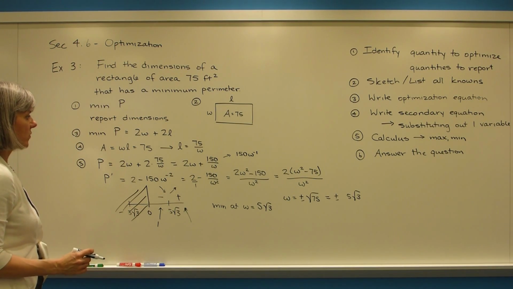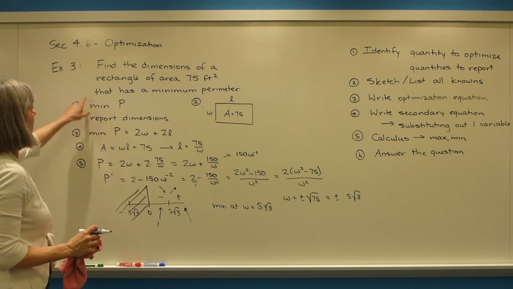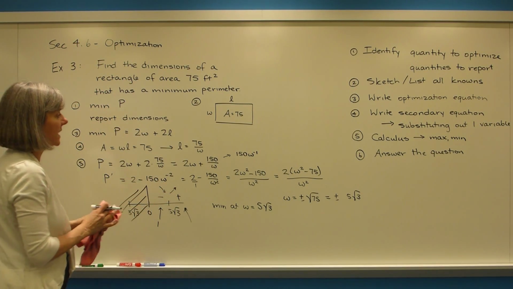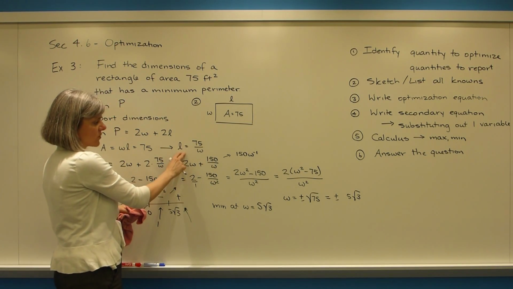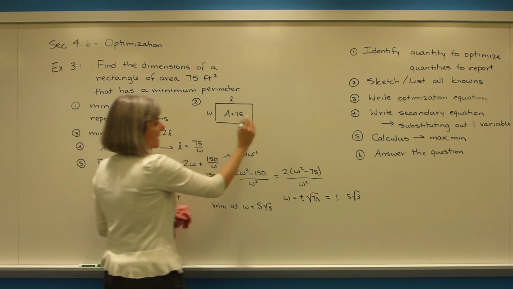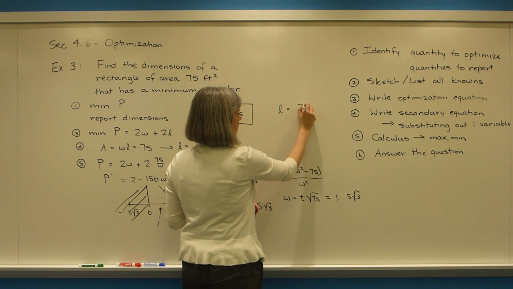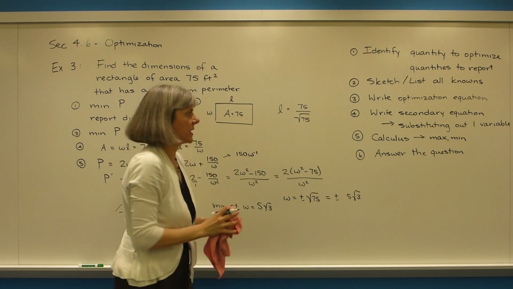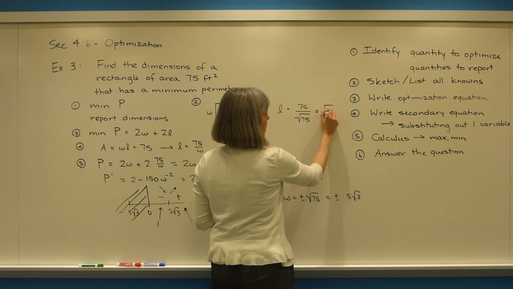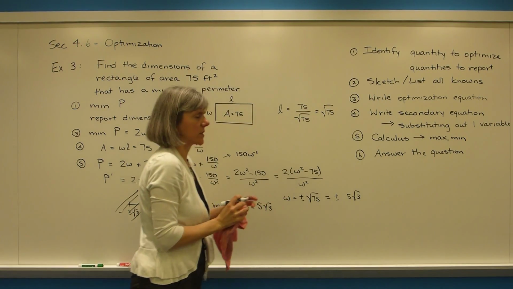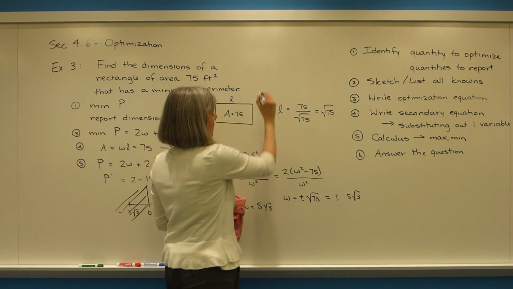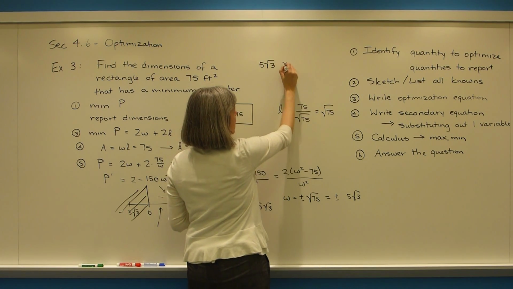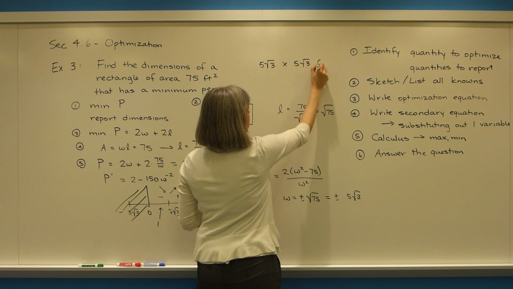Okay, so am I done? Have I answered the question? I am supposed to find and report the dimensions, plural, so width and length. So let's go and find our last one. I'm thinking we can use this form right here. Length equals 75 over, and I'm going to go back to this form, 75 over square root of 75, because then that seems a little bit more apparent to me. So then our final answer, width times length, would be 5 root 3 for the width and the same for the length.